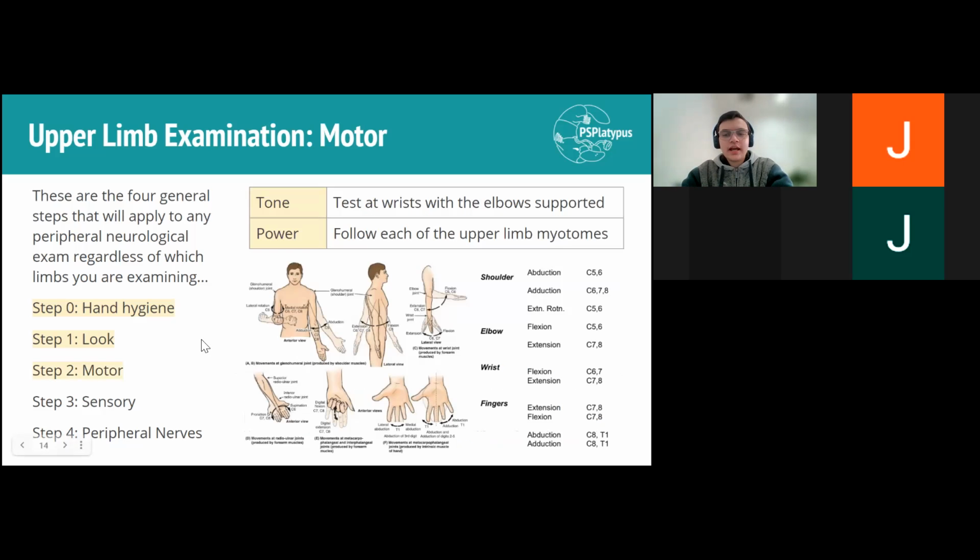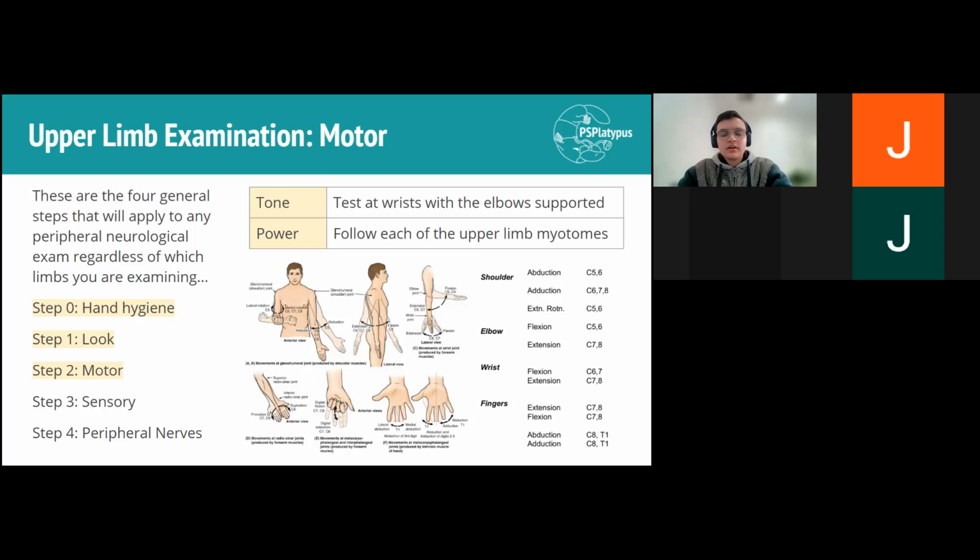You want to think about tone, and the way that you do this is, again, get them to be floppy, support their elbow, and with your other hand, and I can't really demonstrate this, it's a bit difficult because I need another person, and it's very difficult to show on camera. You want to look at the wrist, and again, it's very floppy. You just want to move it around, circumduct, whatever you want to do, just to see if there's any resistance.